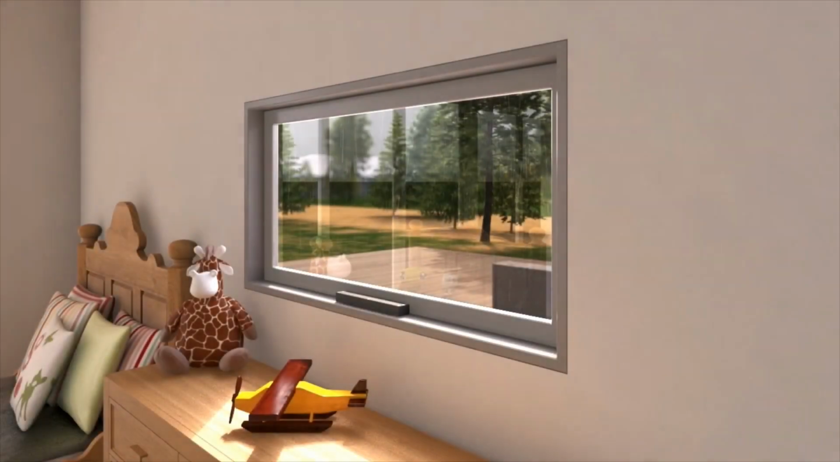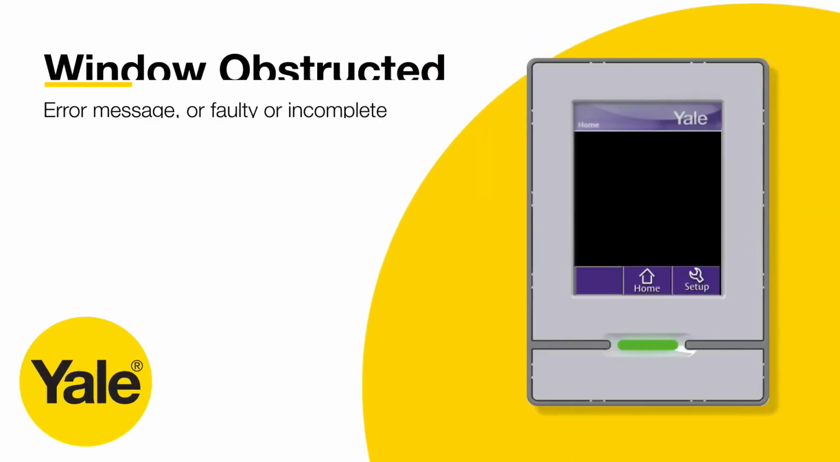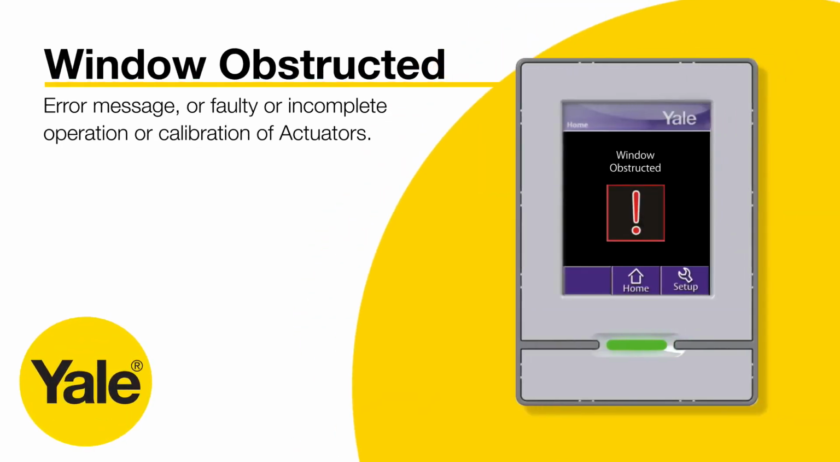or if the actuators are just not responding to an open signal from a wall switch or smart home system. Next, we'll cover some causes of the window obstructed error message on the keypad, or of faulty operation of the actuators during opening or calibration.